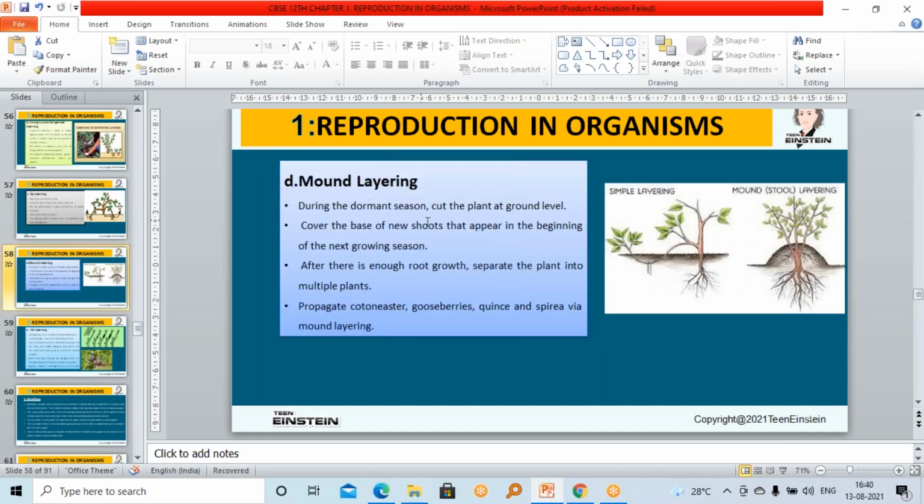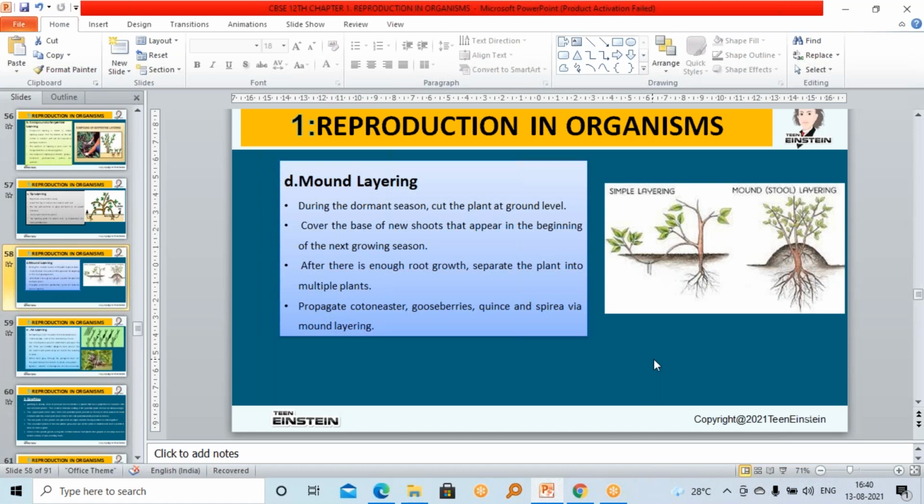Next type is mound layering. This is another type of layering, and it is also called stool layering. Note down, it is also called stool layering. And this is mainly done for plants with heavy stem, and they should have close branches. So they are having heavy stem. For such type of plants, we are using this mound layering.